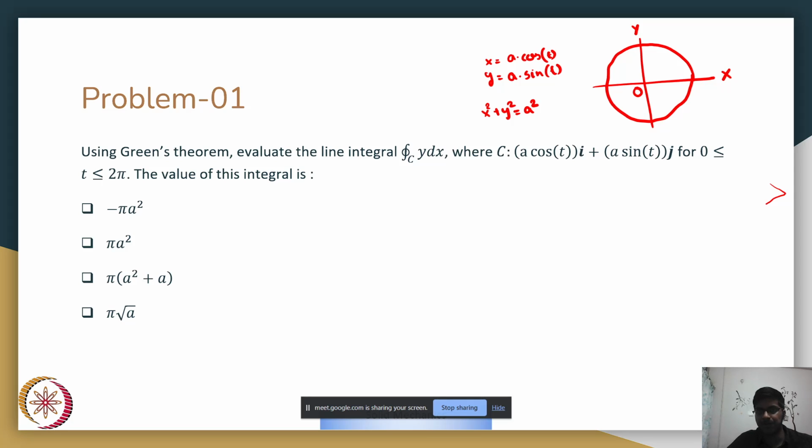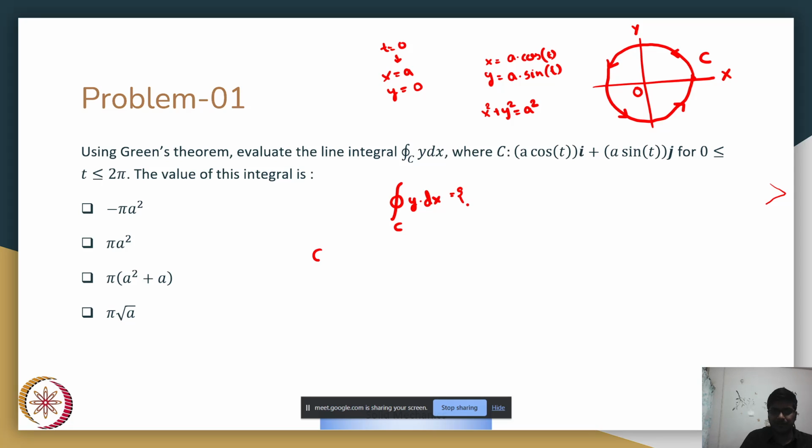So when t is 0, we have x equal to a, y equal to 0. So this becomes our starting point for the curve C. It proceeds in an anti-clockwise manner and comes back at t equal to 2 pi. We are asked to evaluate the integral over curve C of y dx.